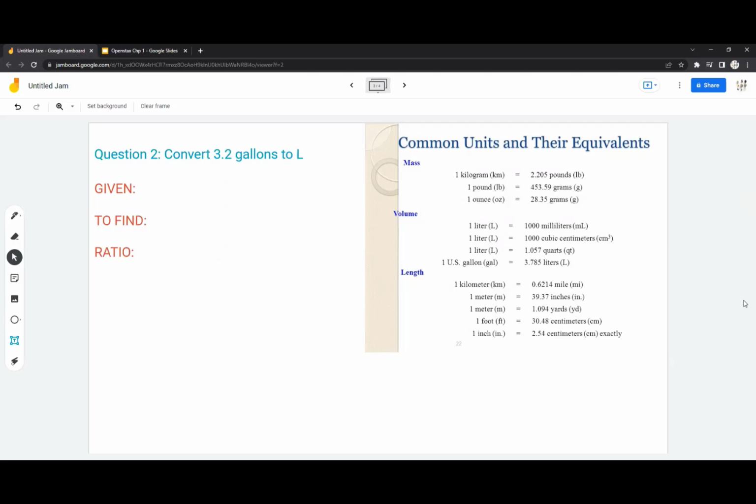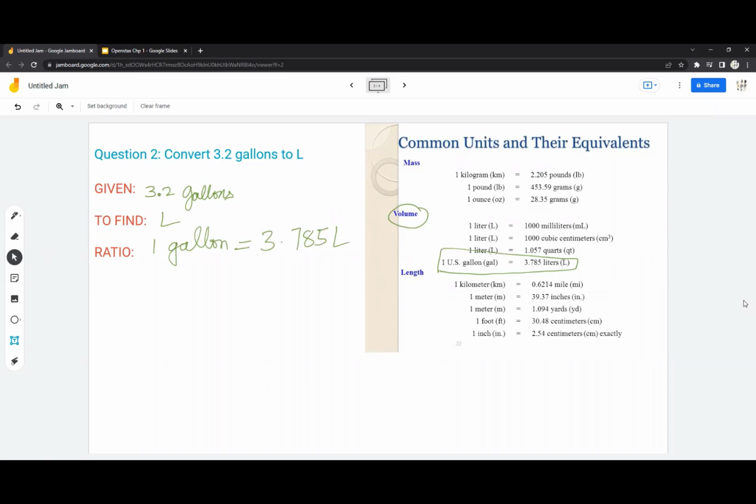All right, students, so this is our third question, which is convert 3.2 gallons into liters. So let's write our given and to find. So our given is 3.2 gallons. To find is liters. And our ratio, let's find, this is volume. So is there a relationship between gallons and liters? Here it is. So it's going to be 1 gallon is equal to 3.785 liters.